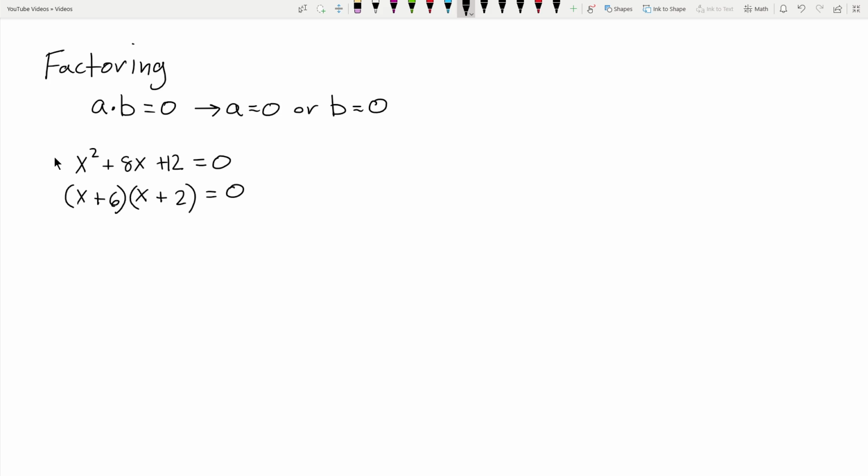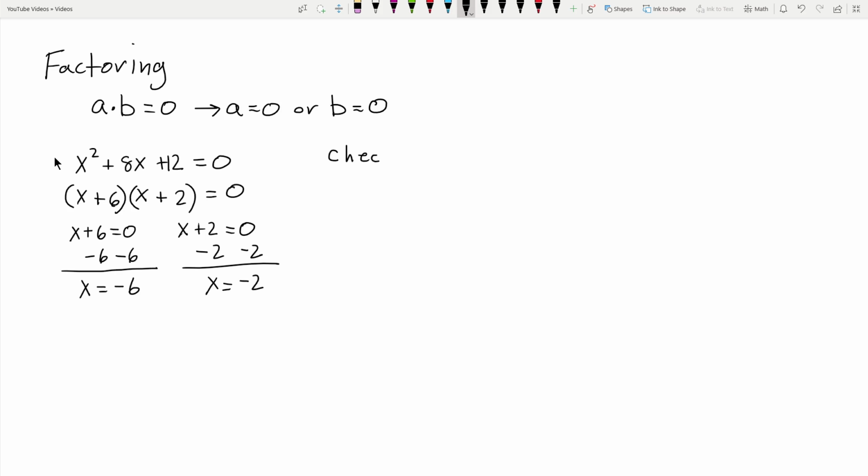All right, now the zero factor theorem that I have written above there says, okay, I have a product that's equal to 0. So that means either x plus 6 is equal to 0 or x plus 2 is equal to 0. And now I have two simple linear equations to solve. I'm just going to do that. So I get x equals minus 6. And over here, I get x equals minus 2. All right, now you want to check that. Always check. There has to be a check.